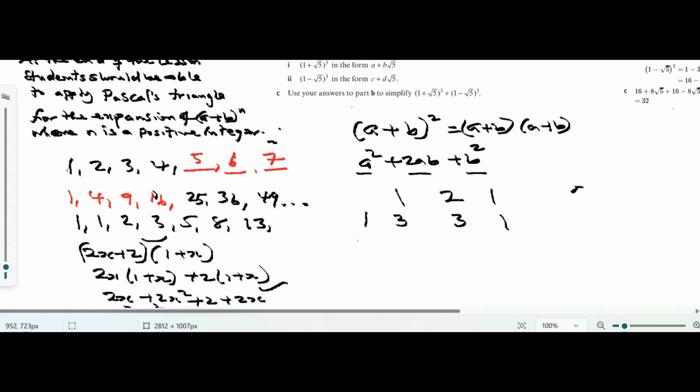I can go on, put 1 down, 1 plus 3, it gives me 4. 3 plus 3, it gives me 6. 3 plus 1, it gives me 4, and I move 1 down again. I can also go down: 1 plus 4 gives me 5. 4 plus 6 gives me 10. 4 plus 6 gives me 10 again. 4 plus 1 gives me 5, and I move down 1.